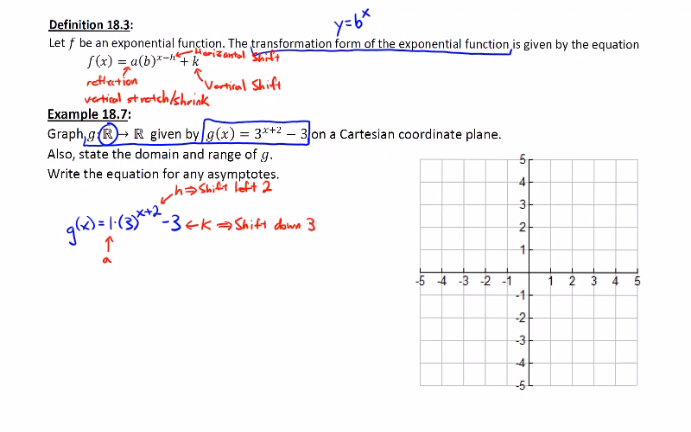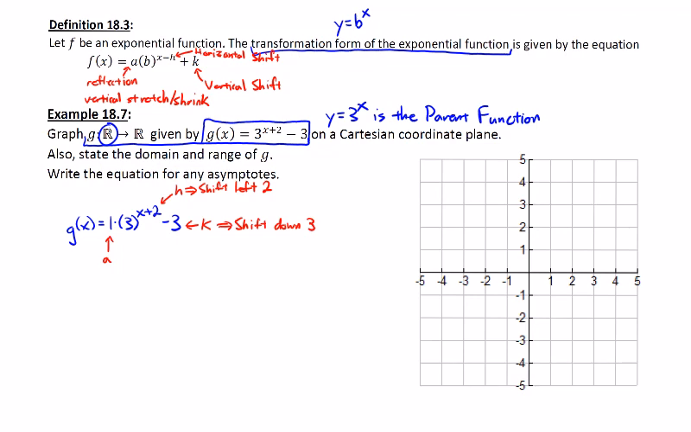So I want to look at the parent function for this, and the parent function for this would be the equation y equals 3 raised to the x. This is the parent function. If I take away the plus 2 and the minus 3, this is what I would be left with, just y equals 3 to the x. So we got to see y equals 3 to the x on example 18.6. So I'm going to go ahead and graph it so we can see it again here.